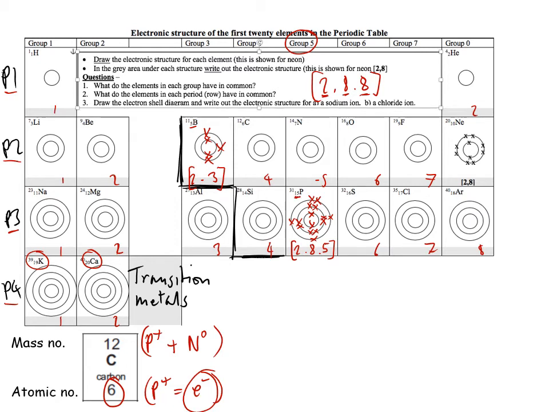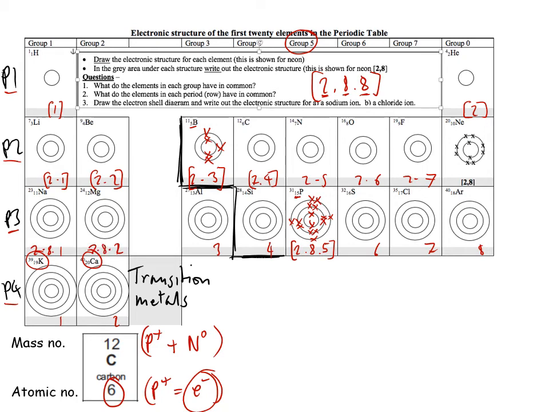Now, the number of filled shells is equal to the period as well. So period 1, you just have 1 shell, so you can put square brackets and close them up for the top row. Period 2, you're going to have 2 shells, and the inner shell is full, so we're going to have 2, 3, 2, 4. We can close these brackets up. 2, 5, 2, 6, 2, 7, and then for period 3, you're going to have 3 shells. You're going to have 2, 8, 1.